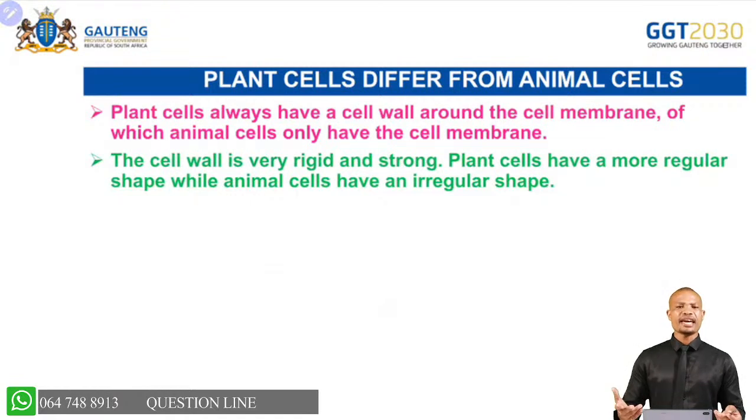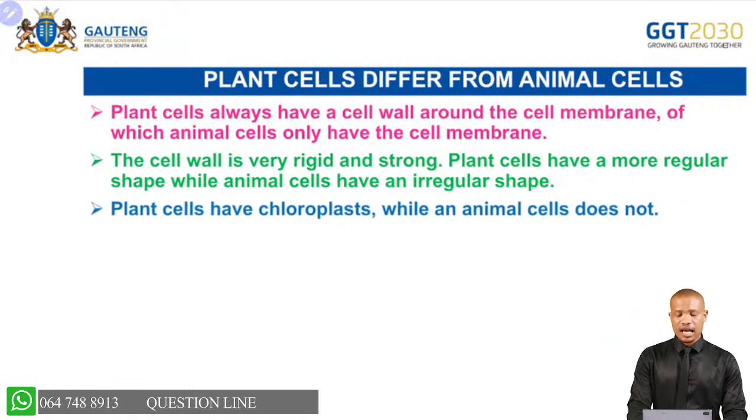If you look at an animal, you can't really see a particular shape. If you look at an animal cell, it doesn't have a particular shape. But when you look at a plant cell, it has a defined shape and it's more rigid, while animal cells don't have a particular shape.